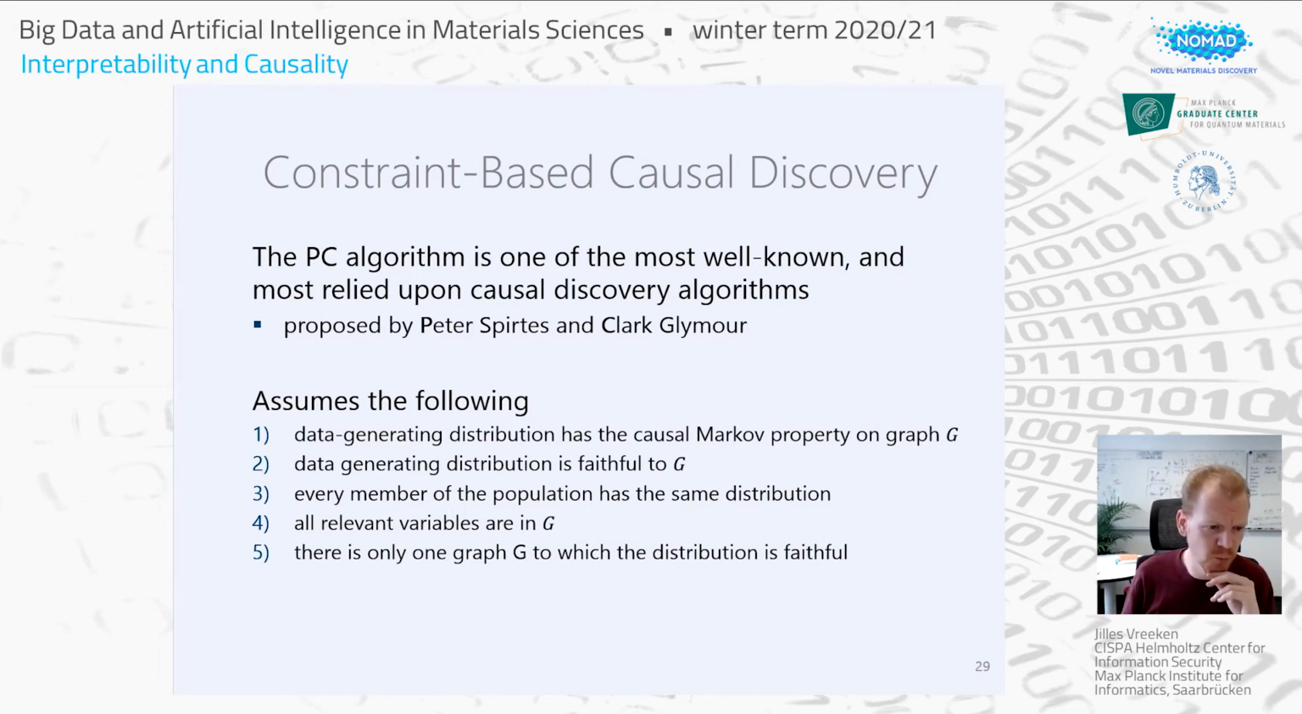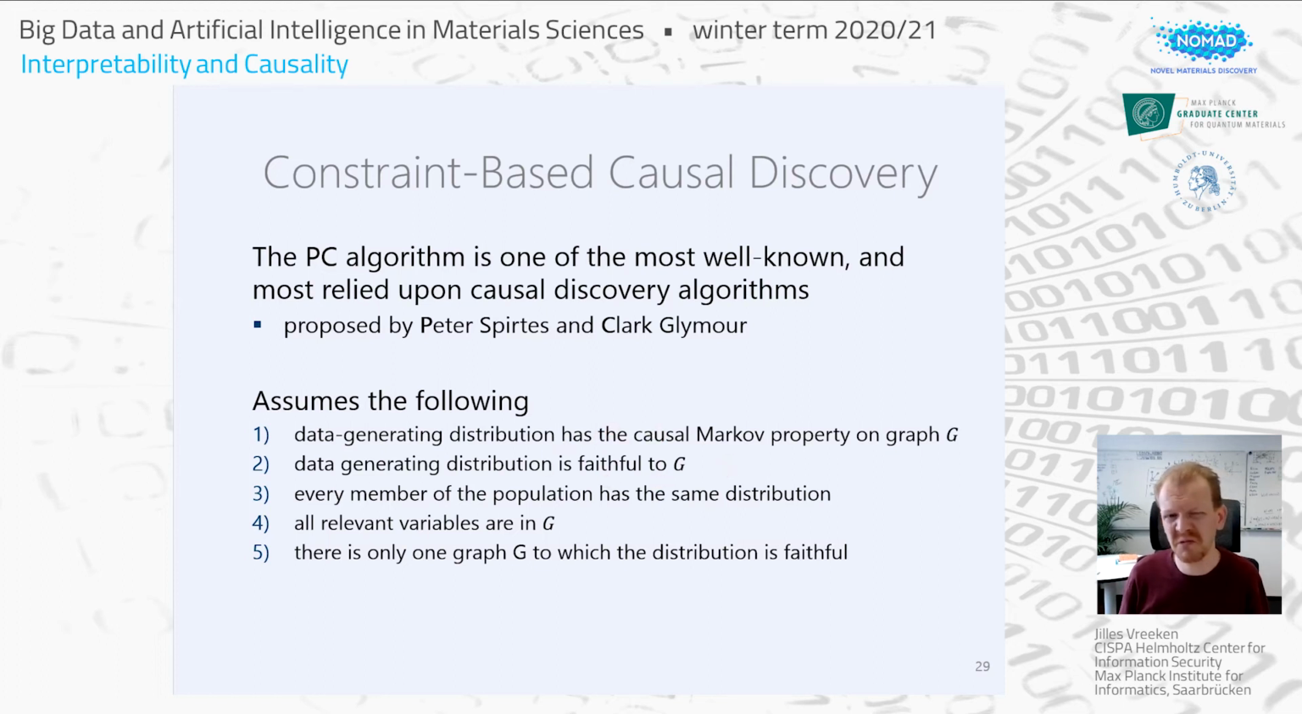So what does it assume? I'm not going to go through everything, but I just wanted to list that it makes assumptions. It has to, otherwise it would not be at rung 2, right? Then it would be at rung 0 or 1 and it couldn't do anything. So the data generating distribution has the causal Markov property, or the causal Markov condition, I called it earlier. The distribution needs to be faithful to this graph.